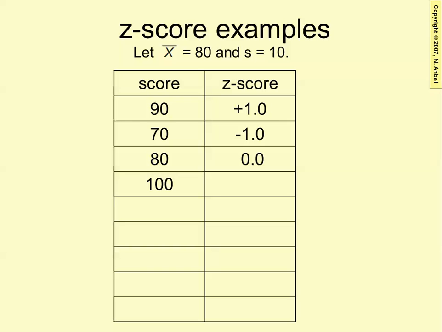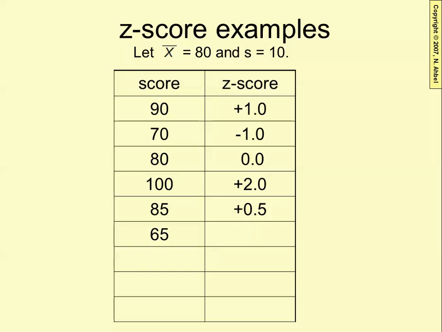When your score is 100, then your z-score is plus 2 because you're 2 standard deviations above the mean. When your z-score is 0.5, then your score is 85. You're a half a standard deviation above the mean.